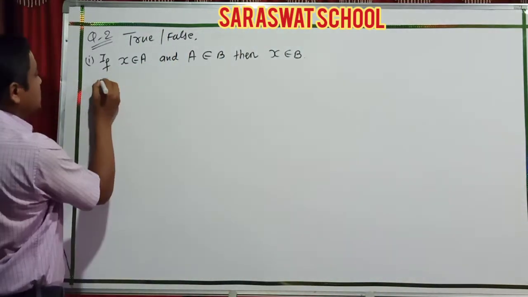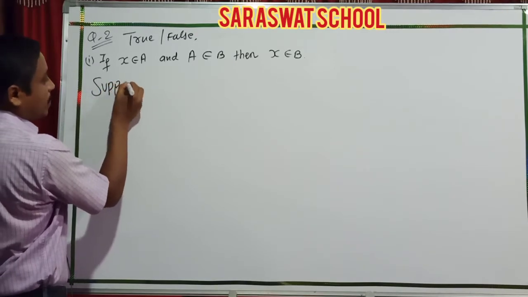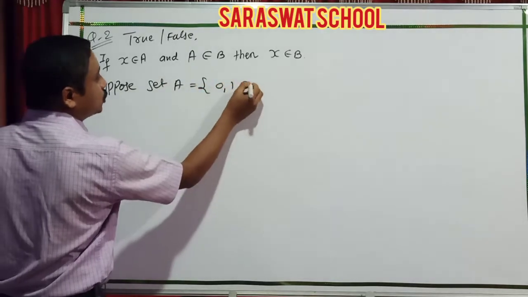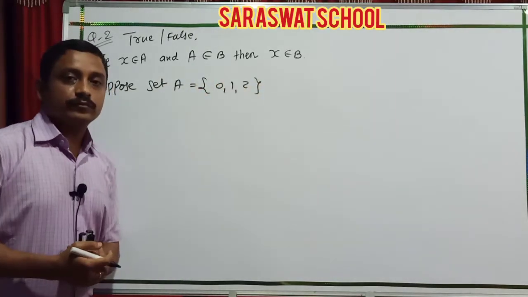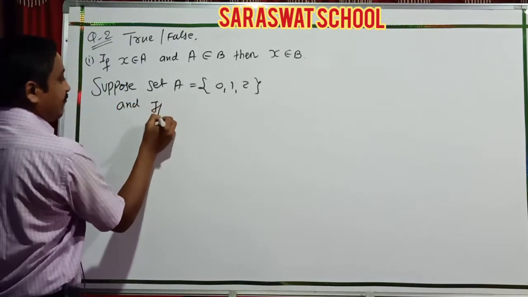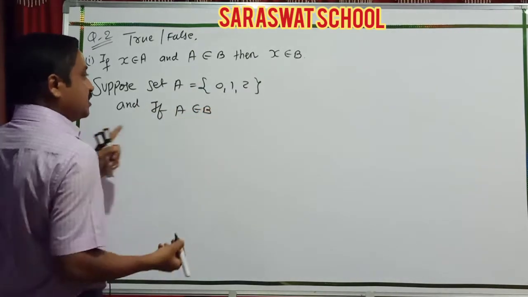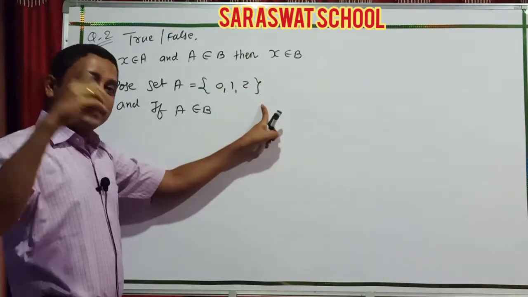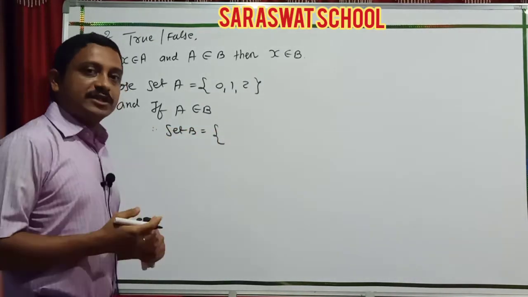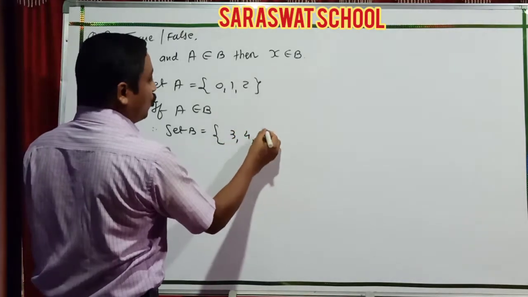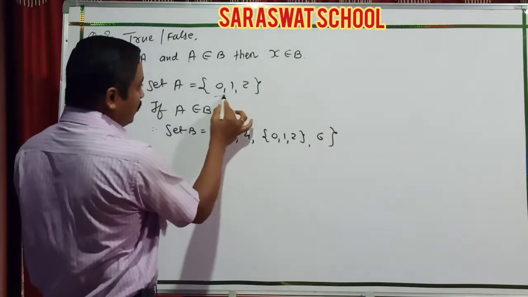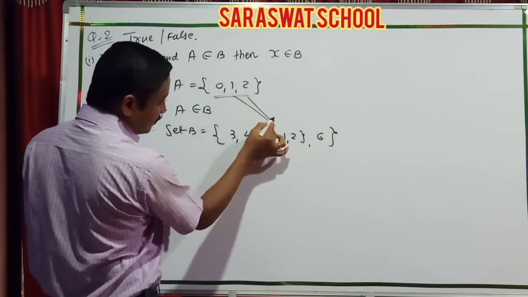X belongs to A. So suppose set A, students, I just assume 0, 1, 2, anyway. And if A belongs to B, it means this value 0, 1, 2 is completely present in B. That's why for set B, I assume 3, 4, and this 0, 1, 2 I put down as their values. It means this full value I assume here.